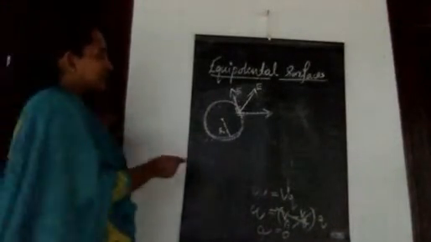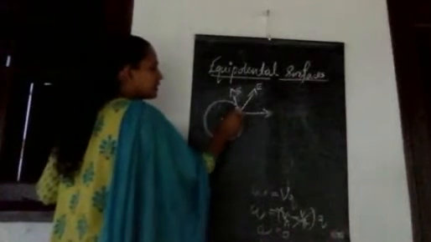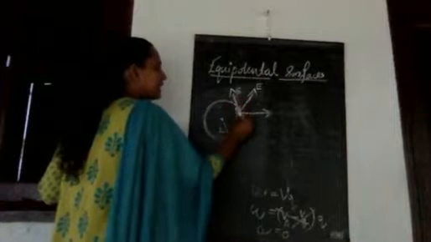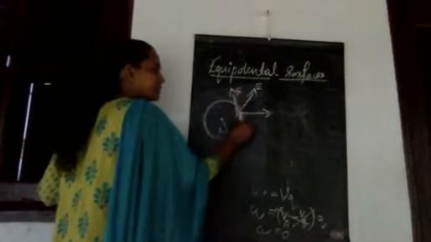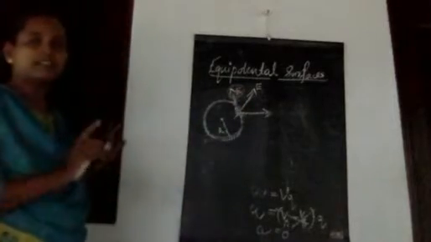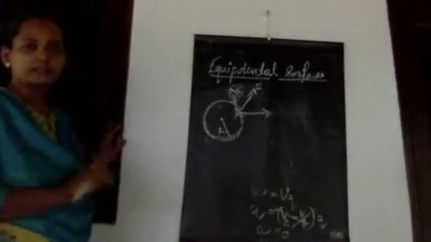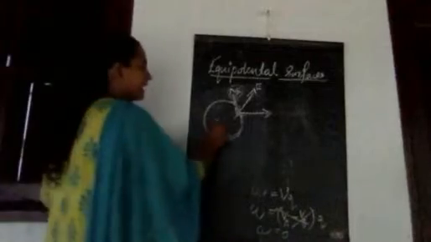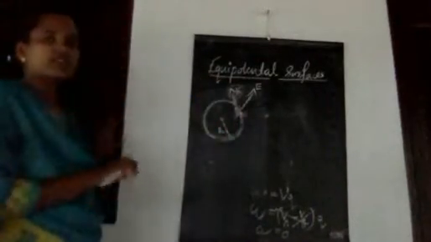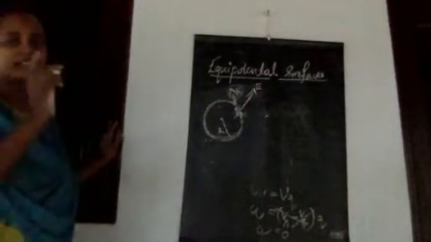So if the electric field is not normal to the equipotential surface, there will be a component of the electric field tangential to that surface, and that electric field will do some work, but that contradicts our first concept. So the direction of the electric field is always normal to the equipotential surface at that given point. That is the second property.